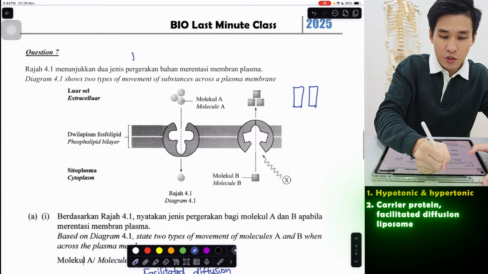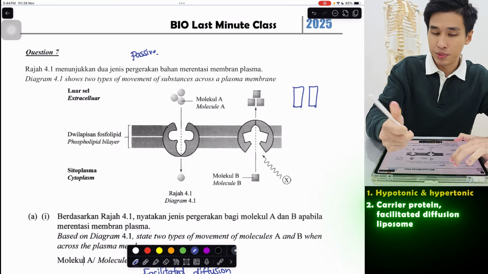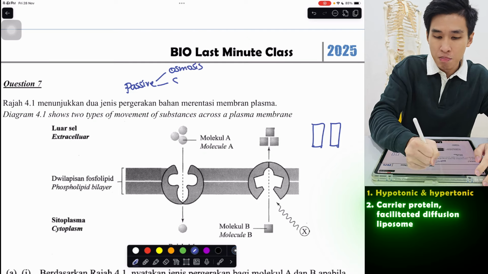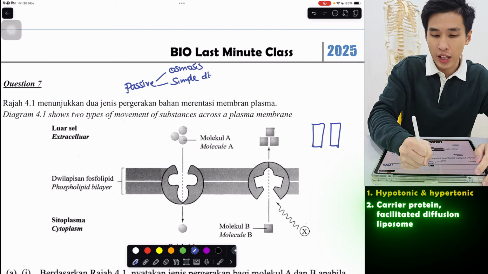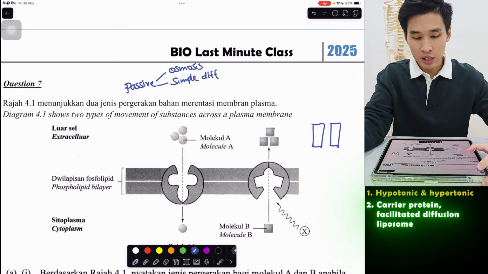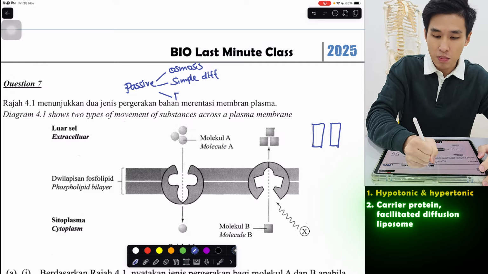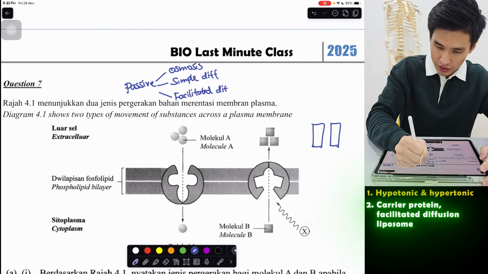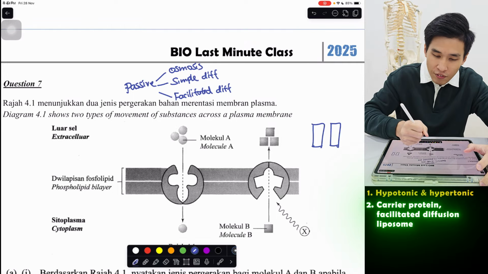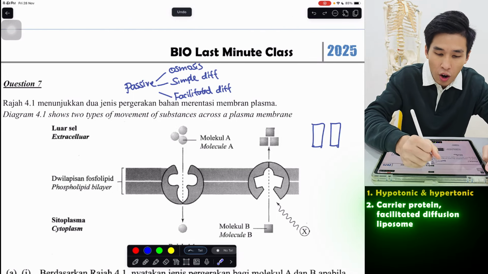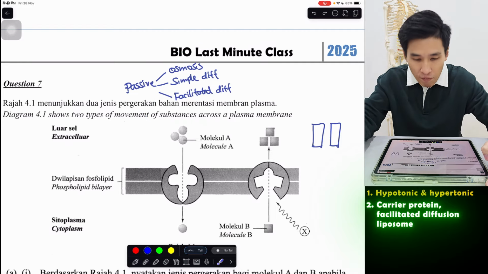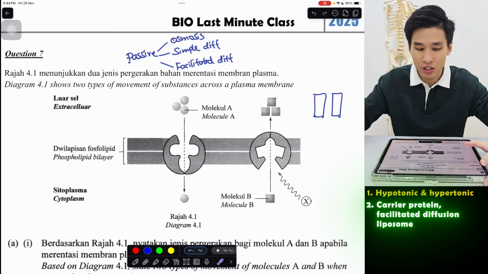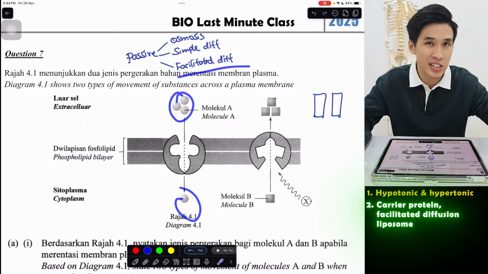Now for passive transport, there are actually three types. You have osmosis, which is for water. You have simple diffusion, which is for gases and non-polar lipid-soluble molecules. And of course, the one that we just mentioned, facilitated diffusion. So for these two, they can only occur at the phospholipid bilayer. Facilitated diffusion will only occur at protein. So once I see proteins, regardless of carrier or channel, high to low, there's only one answer, facilitated.